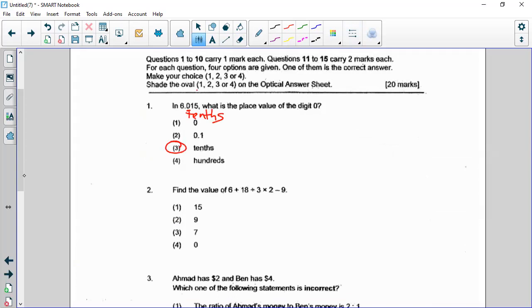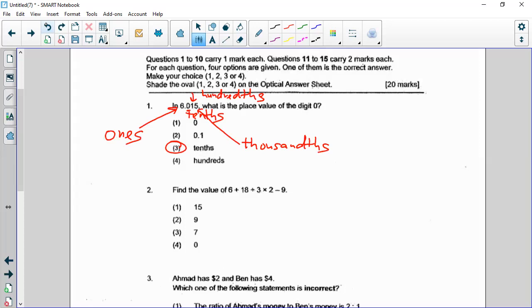And then how about the digit 5? The digit 5 will be hundred. Oh, sorry, thousand. So your 0 is tens. Let's revise the place value so that you understand what I'm doing. The digit 1 is hundred, and the digit 5 is your thousand. When you see a TH, it means decimal. The digit in front of the decimal point is a whole number, which means it's a ones place. So what's your answer? Answer number 3. Let's go to number 2.